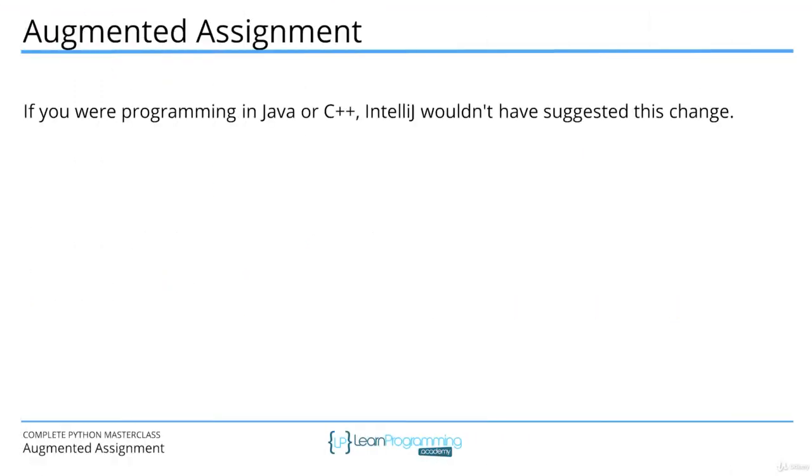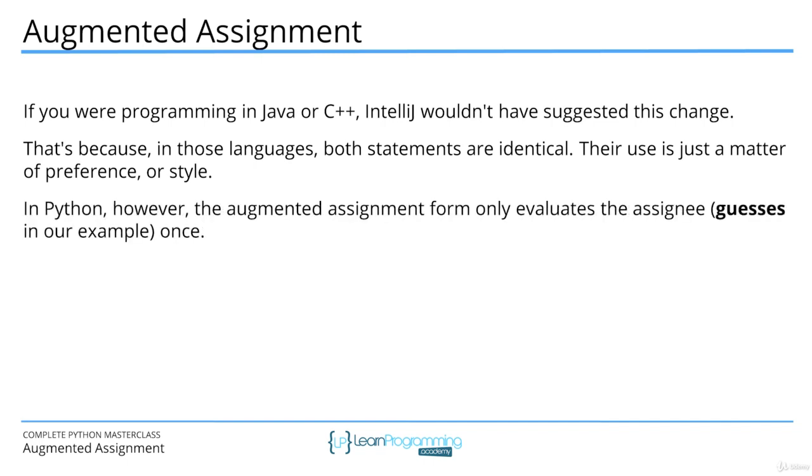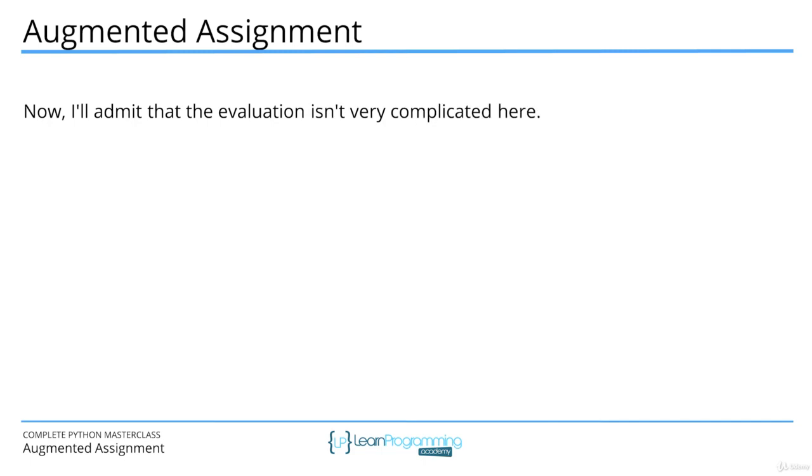If you were programming in Java or C++, IntelliJ wouldn't have suggested this change. That's because in those languages, both statements are in fact identical. Their use is just a matter of preference or style. In Python, however, the augmented assignment form only evaluates the assignee, guesses in our example, once. In the other form, where guesses appeared twice, the variable is evaluated once each time it happens, and that's less efficient. Now, I'd admit that the evaluation isn't very complicated here.